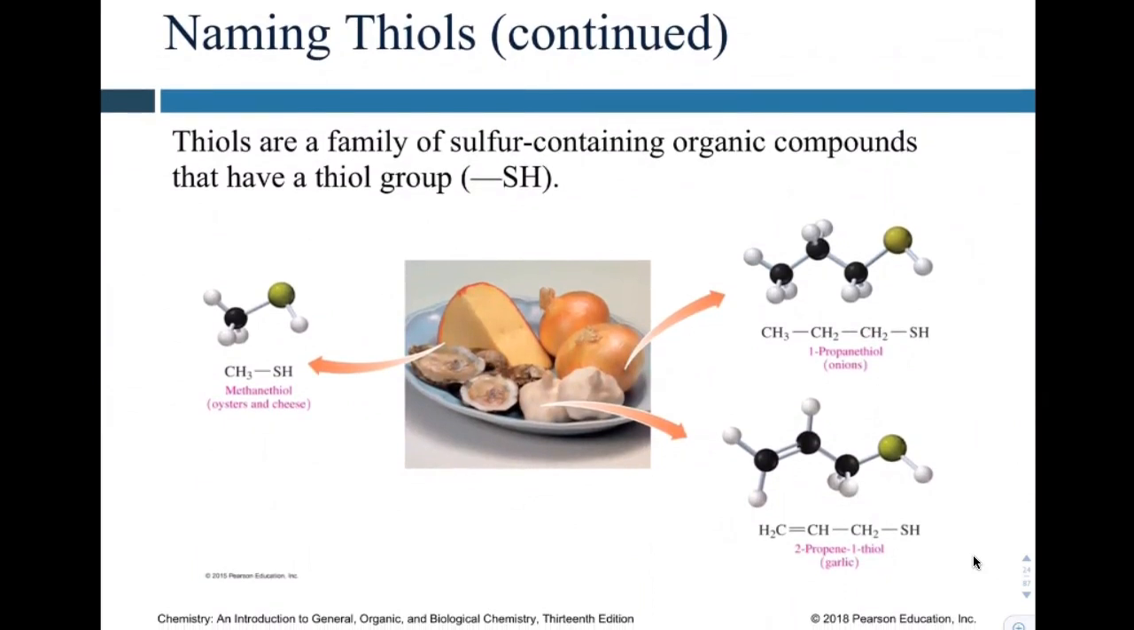And so methanethiol, really simple ones, oysters and cheese. Then you got onions, 1-propanethiol. So how many carbons is that? That's 3 carbons for a propane. And where's my thiol? That's on carbon number 1. And then you got 2-propene-1-thiol. So I have a thiol. Where is it? It's carbon number 1. And then I have propene, which is a double bond. Where's the double bond? On carbon number 2. So this is 2-propene-1-thiol, the compound responsible for the smell of garlic.